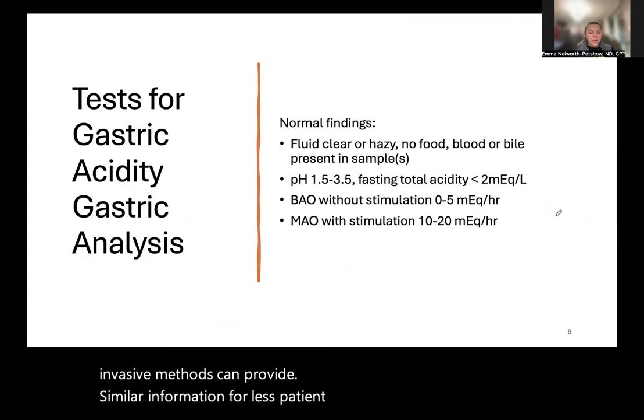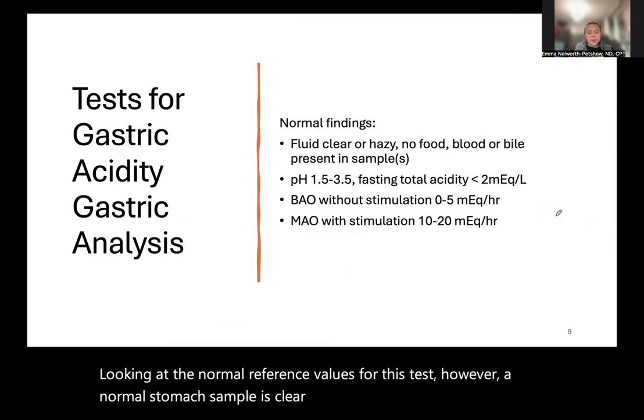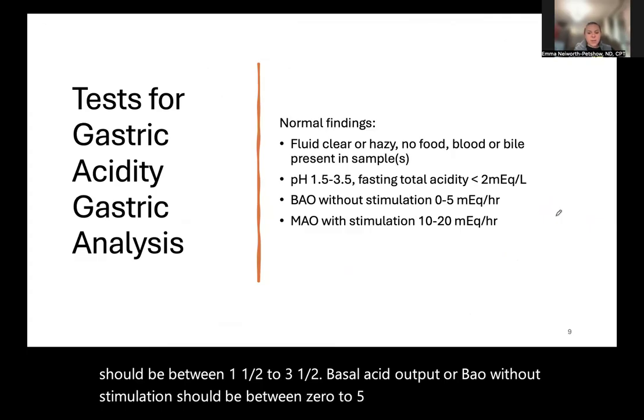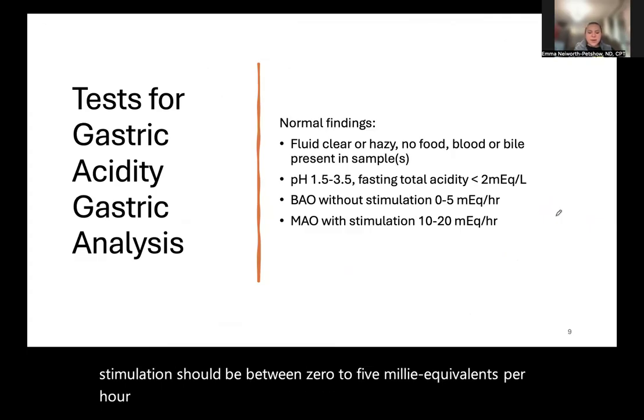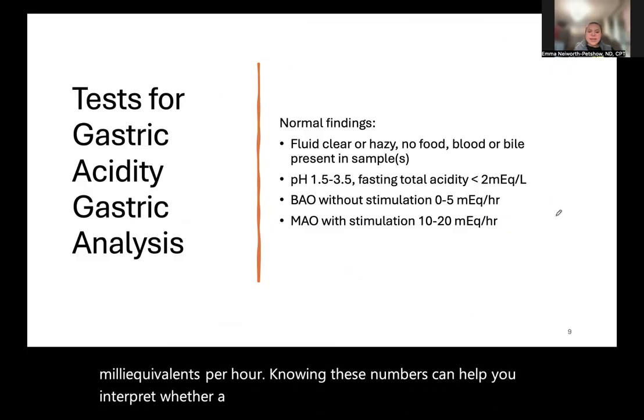Looking at the normal reference values for this test, however, a normal stomach sample is clear without food, blood, or bile. pH should be between 1.5 and 3.5. Basal acid output, or BAO, without stimulation should be between 0 to 5 milliequivalents per hour. And maximal output should be increased to about 10 to 20 milliequivalents per hour. Knowing these numbers can help you interpret whether a patient's dysfunction is related to too little or too much hydrochloric acid production.